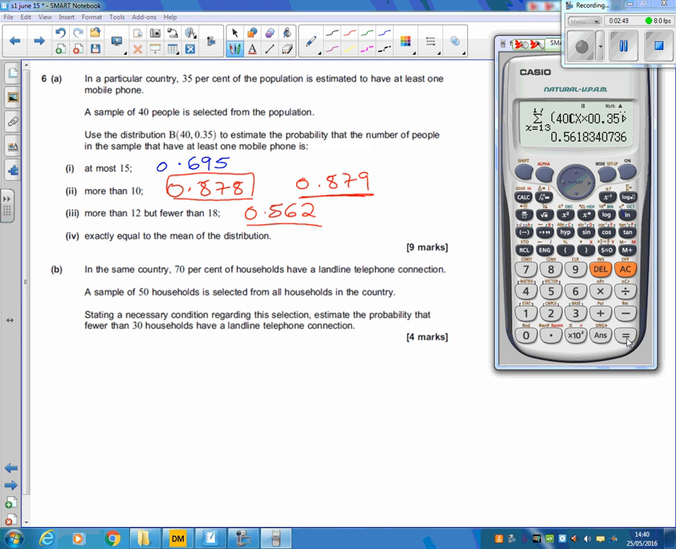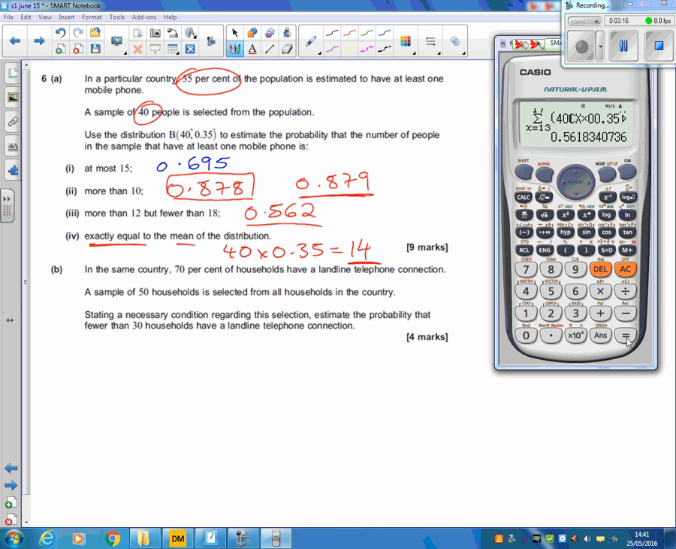Now, this one now is slightly different because we've now got an exact one. So we want it equal to the mean. First thing you've got to figure out is what is the mean of the distribution? Well, if you've got 40 people and 35%, the mean is 40 times by that 35%. 40 times by 35% is 14. So we're trying to find out the chance of it actually equaling 14.